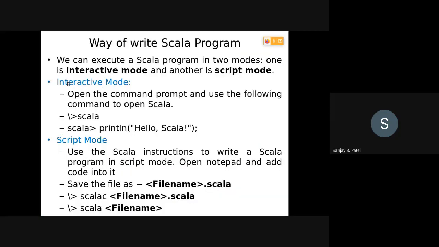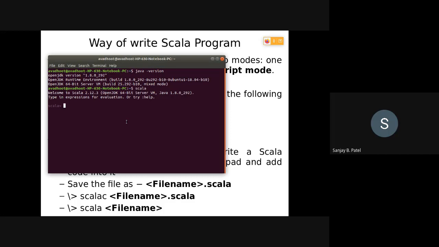First of all, we discuss the interactive mode. Open the command prompt and use the following command to open Scala. Just write scala, and we have the interactive mode. We write the statement at the prompt, and it is displayed like this: println("hello Scala language").